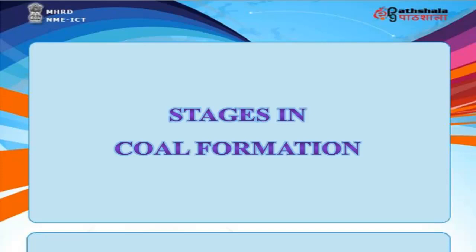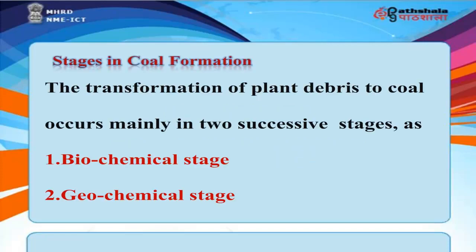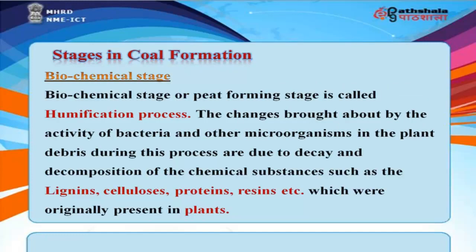Stages in coal formation. The transformation of plant debris to coal occurs mainly in two successive stages: the biochemical stage and the geochemical stage. The biochemical stage, or peat forming stage, is called the humification process. The changes brought about by the activity of bacteria and other microorganisms in the plant debris during this process are due to decay and decomposition of the chemical substances such as the lignins, celluloses, proteins, resins, etc., which were originally present in plants.